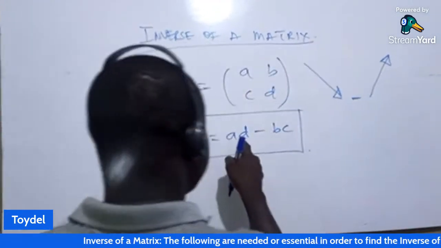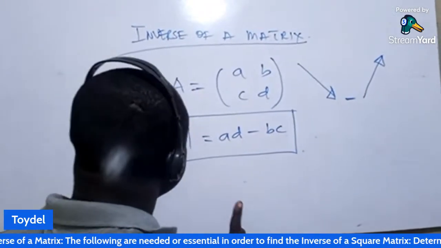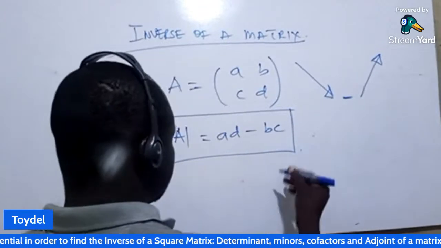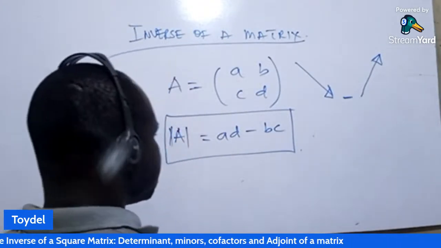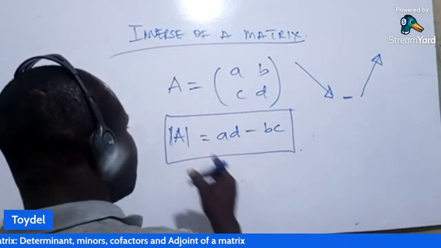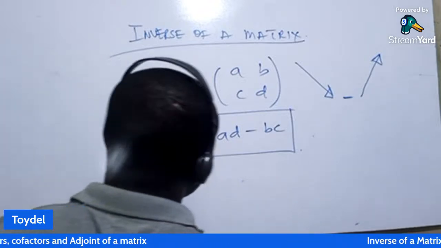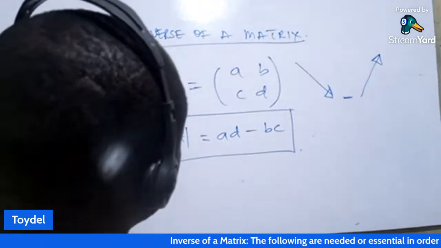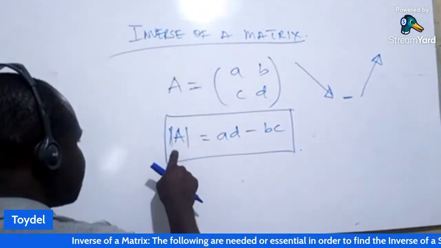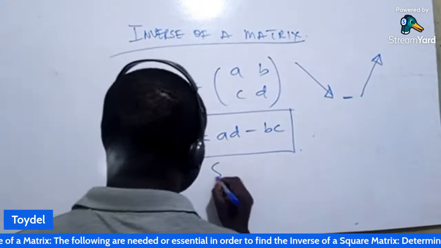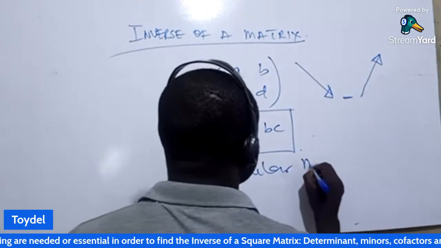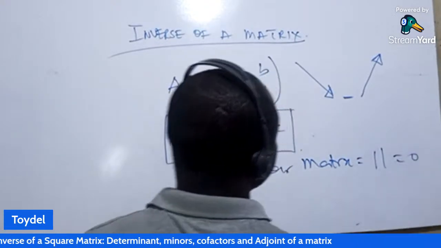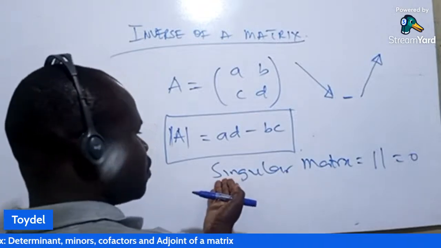If the determinant of the matrix is non-zero, that is, if you find the determinant of a matrix and you get a value that is not zero, then it shows that that matrix has an inverse. But if the determinant of a matrix is zero, it shows that that matrix does not have an inverse. So we have a singular matrix. A singular matrix is a matrix that has its determinant equal to zero. So a singular matrix has no inverse.